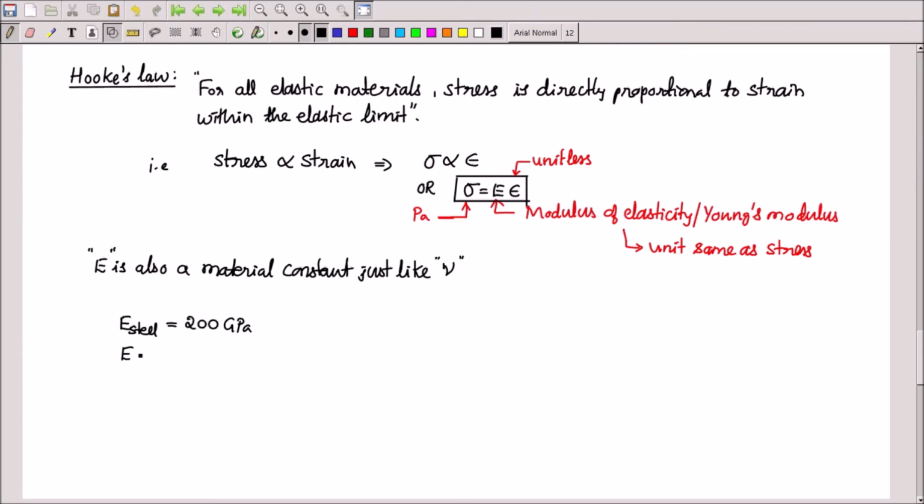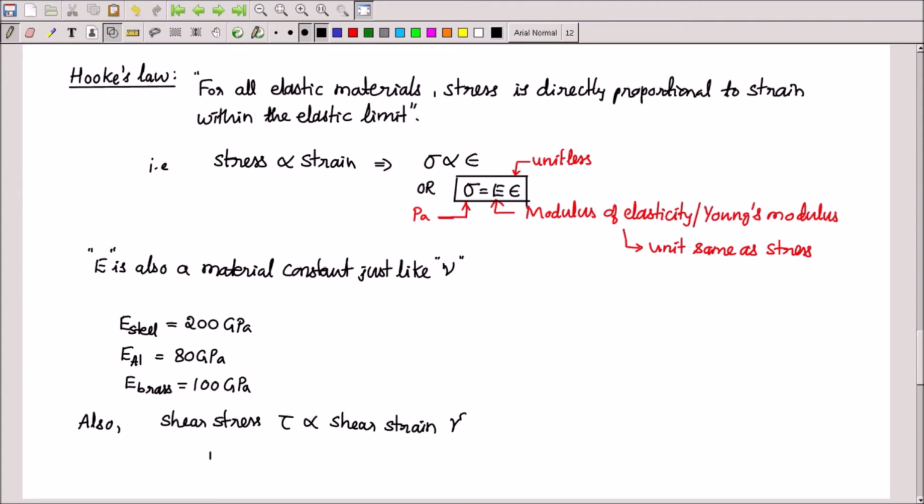So E for steel is approximately equal to 200 gigapascal. Similarly, for aluminium, it will be around 80 gigapascal. For brass, it is around 100 GPa. We are relating normal stress to normal strain. We can also relate shear stress to shear strain. Shear stress tau is proportional to shear strain gamma. And here, what is the constant of proportionality? It is called G. G is nothing but the modulus of rigidity.